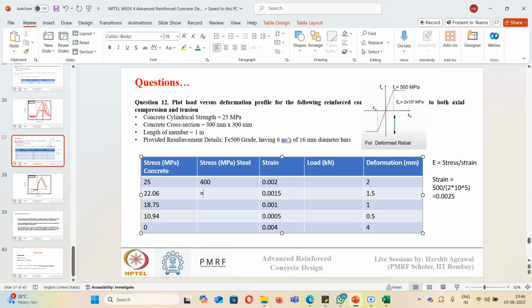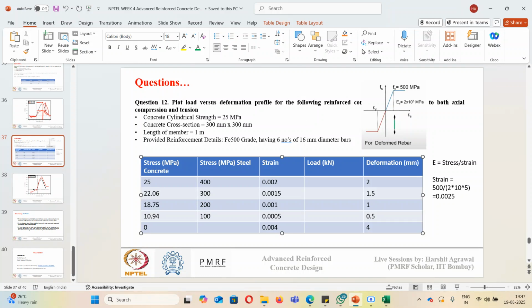Similarly, at 0.0015, it is again lower than 0.0025. So 0.0015 into 2 into 10 to the power 5. This value will come out to be 300 MPa. At 0.001, the value will come out to be 200 MPa. At 0.0005, it will be 100 MPa.